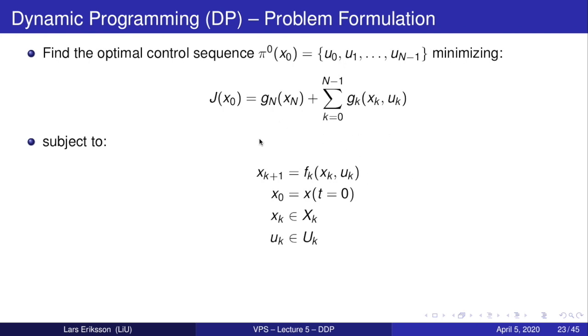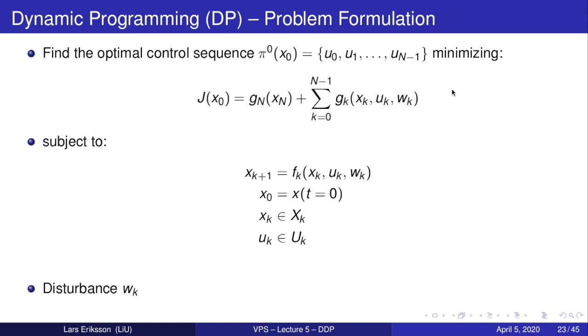So the setting is to find the optimal control actions that minimize this cost function. And we have the states where we have a state transition function that tells how we go from time k to time k plus 1 when we are applying our control u at step k. Then we have our initial condition and finally we have the constraints on the states and the constraints on the controls. It is also possible to add a disturbance here.